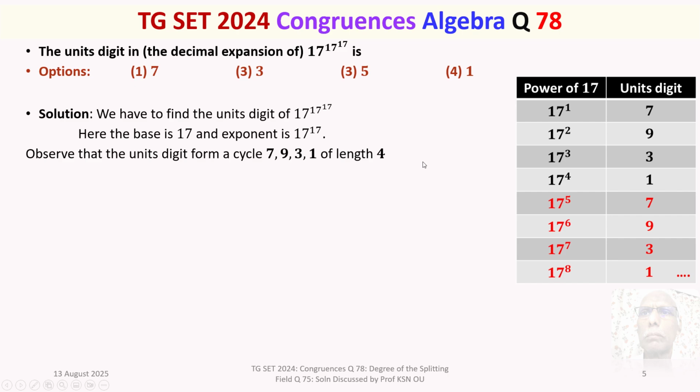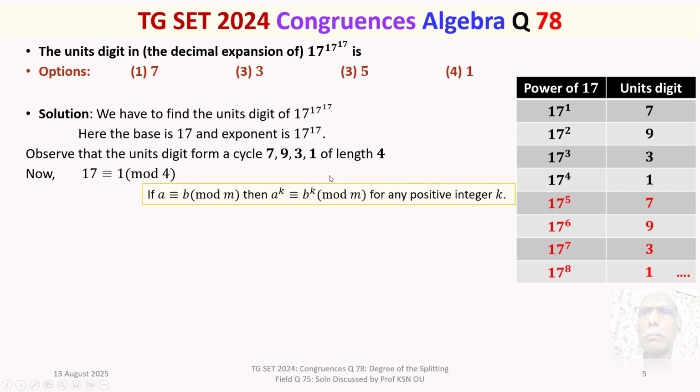Agreed. Now, 17 is congruent to 1 mod 4. Why? 4 divides 17 minus 1, that is 16. 4 divides 16. So 17 is congruent to 1 mod 4. You recall a result on congruences: if A is congruent to B mod M, then A to the power of K is congruent to B to the power of K modulo M for any positive integer K. So let us apply it here.